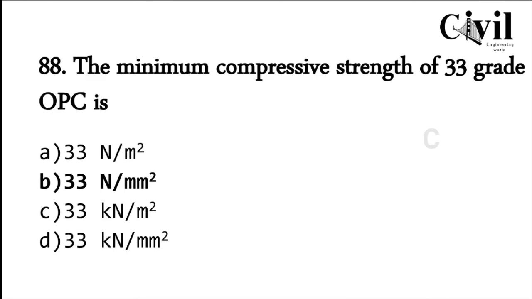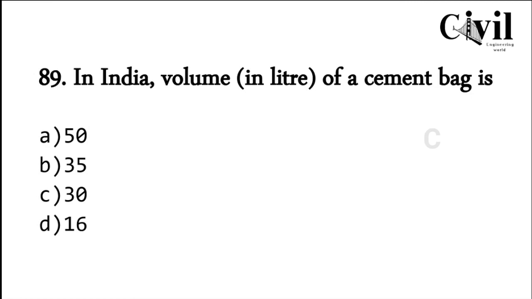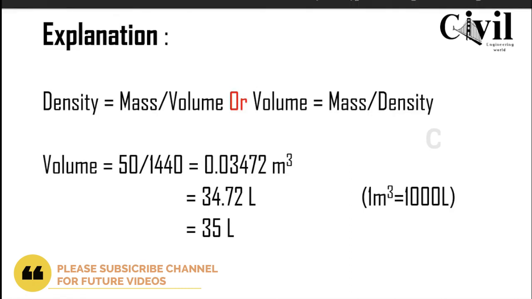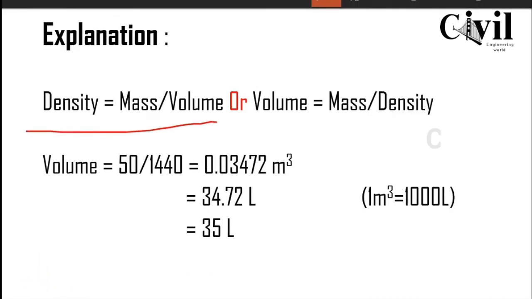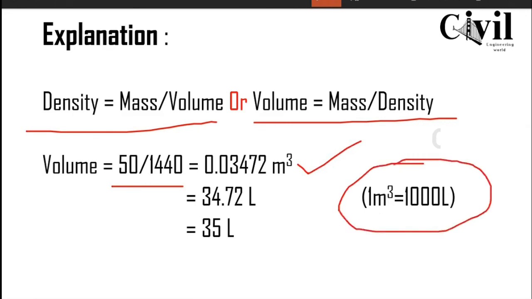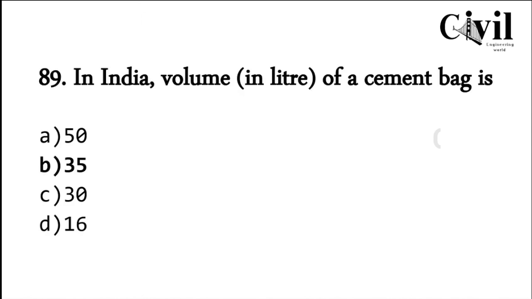In India, volume of cement bag in liter is 35. So we can calculate it. For a 50 kg bag of cement, we will use the formula mass over density. So mass is 50 kg, density of cement 1440. That comes 0.3472 meter cube. As we have liter, in order to convert it into liter, we will multiply it with 1000, and answer comes as 34.72 if we round it. So it is 35 liters. So it means that B is the correct answer.